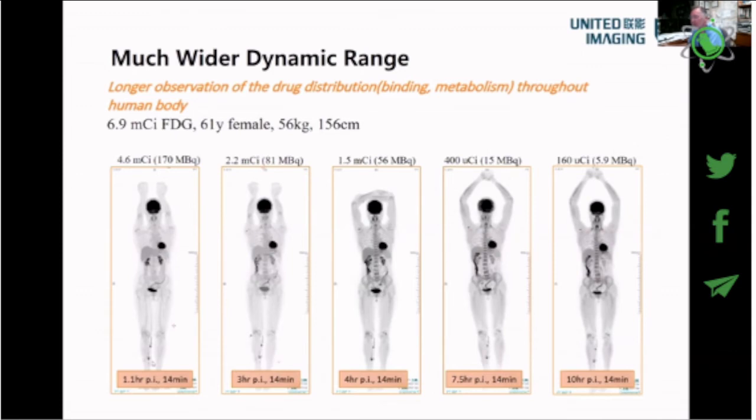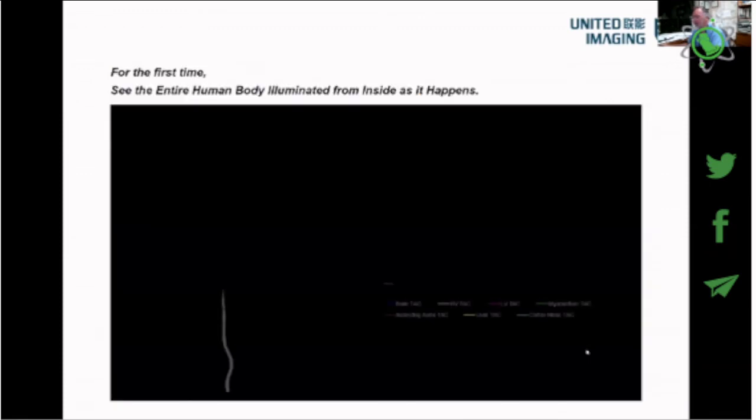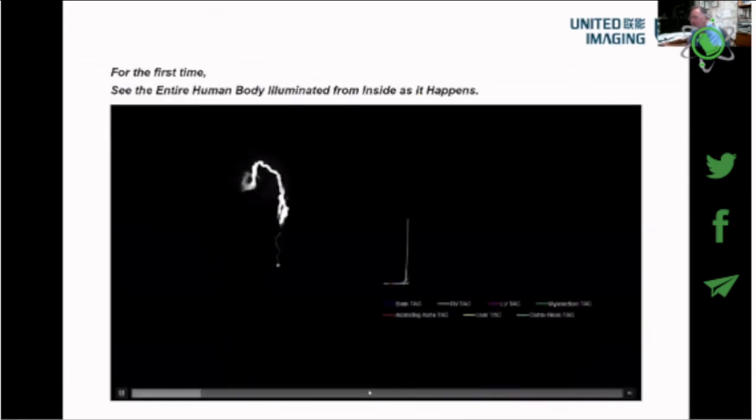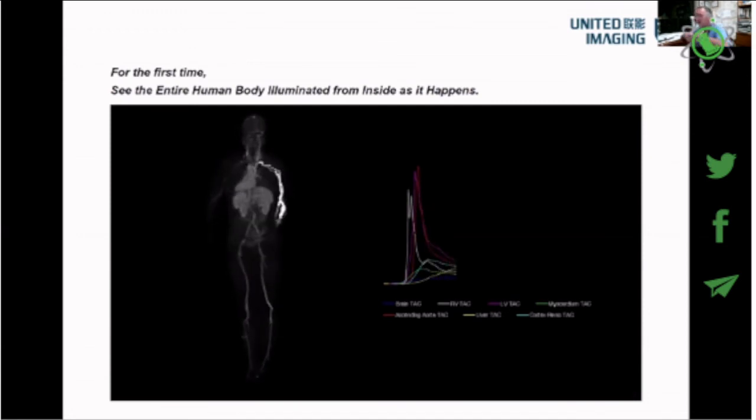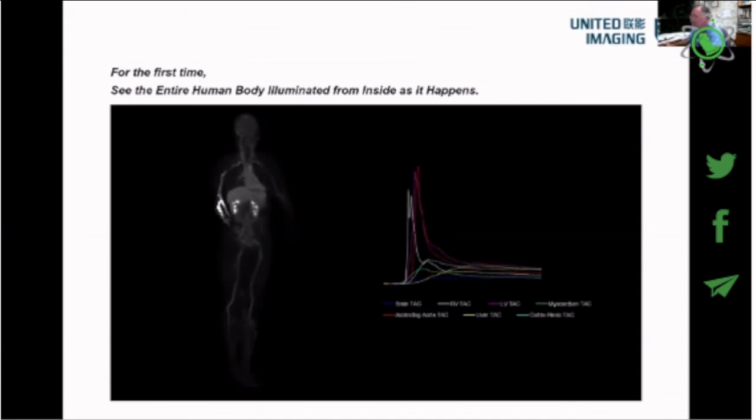Even if we wait and have the activity decay to 2.2, 1.5, 400 microcuries, 160 microcuries, these images are still of very good quality. And we can use these type of images, obviously, to do now parametric mapping. So you can see, as you inject, you can see the distribution of this activity in the body.